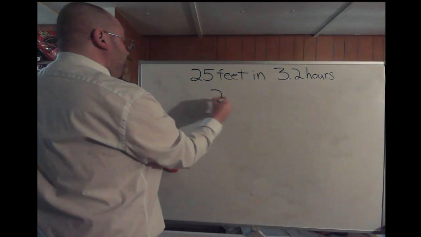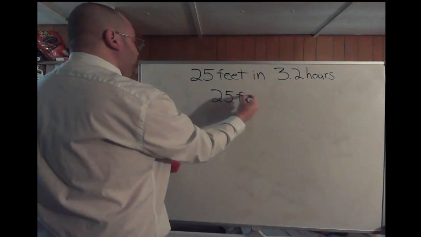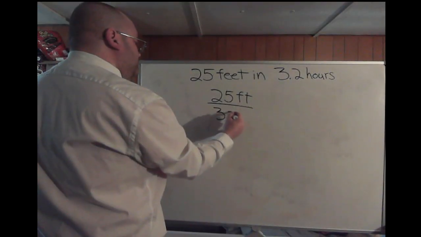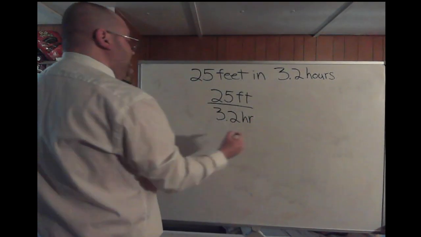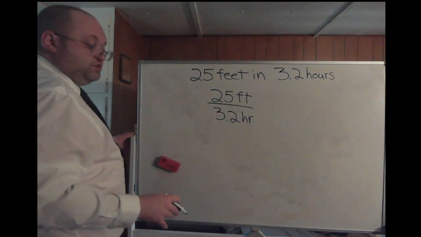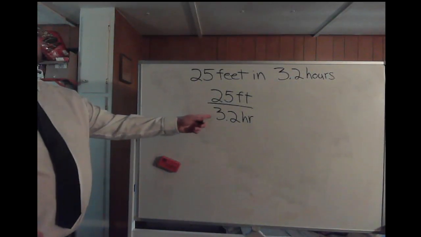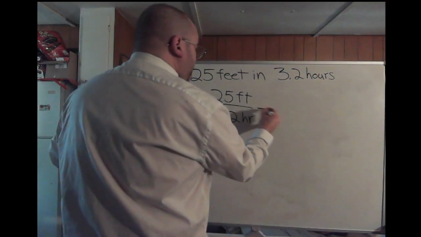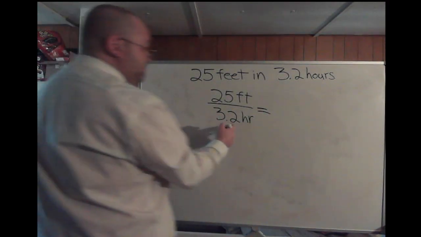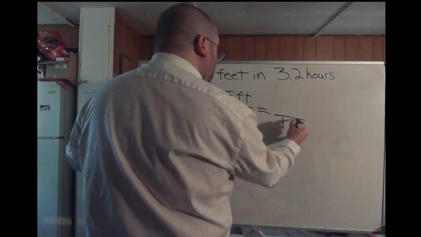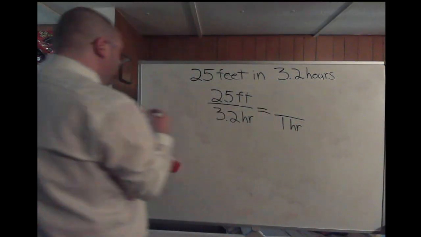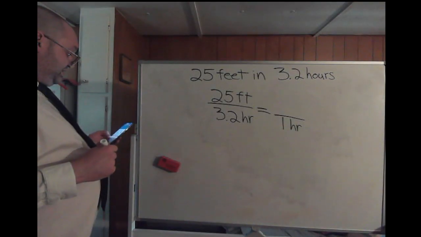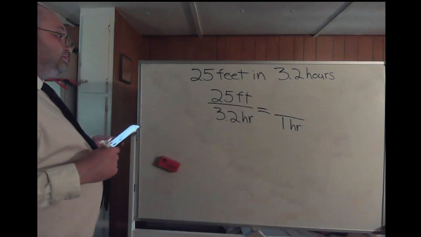But nonetheless, that'll be in the ratio of 25 feet over 3.2 hours. We know how far it goes in 3.2 hours. We'd like to know how far it goes in 1 hour. In order to do that, you'll have to divide the denominator by 3.2, which would give you 1 hour. But you also got to do it to the numerator since you did it to the denominator. So let's divide 25 by 3.2.